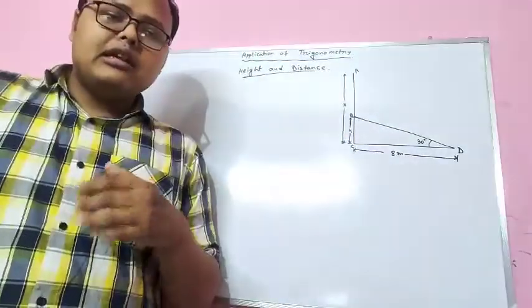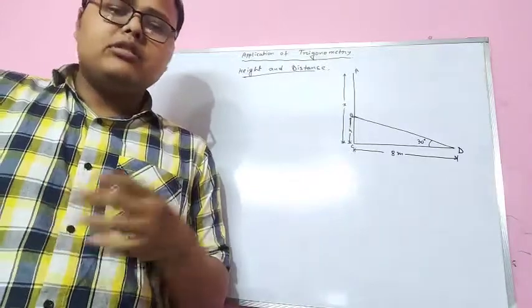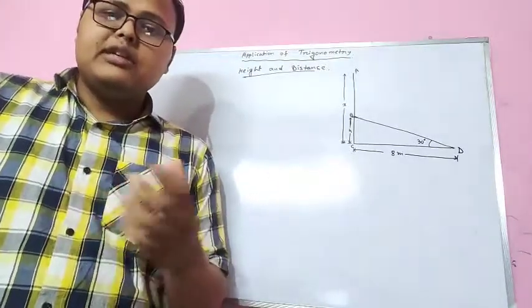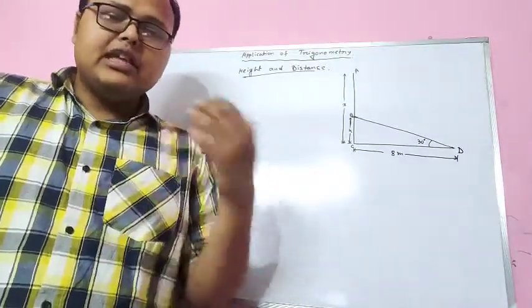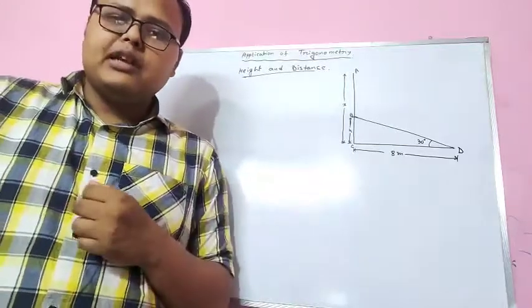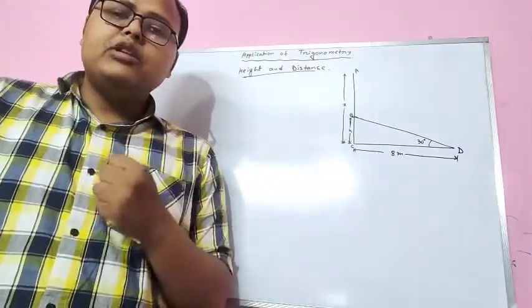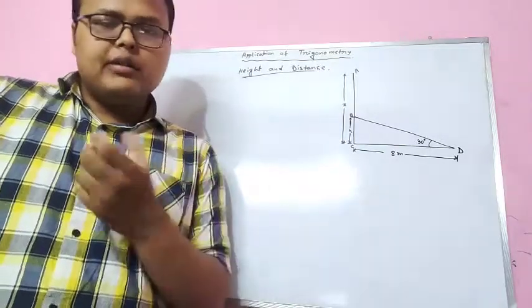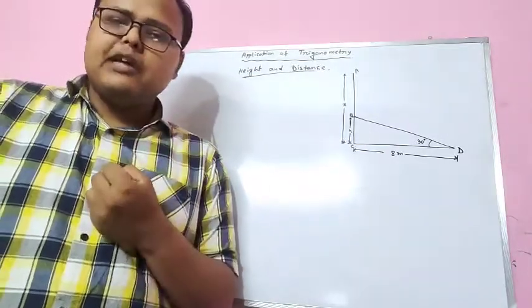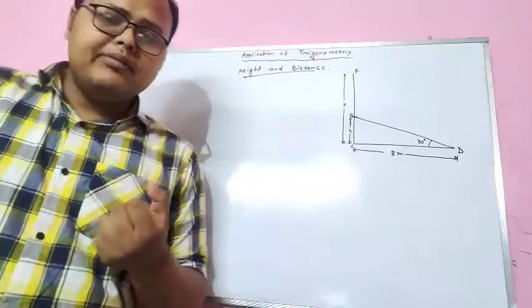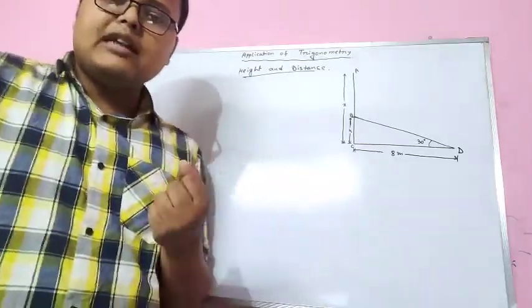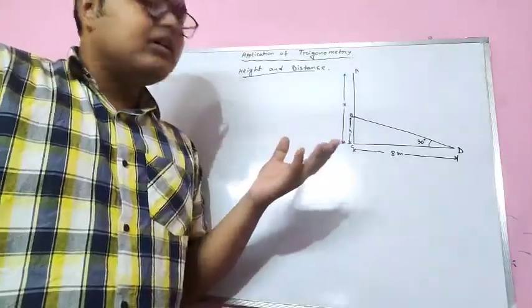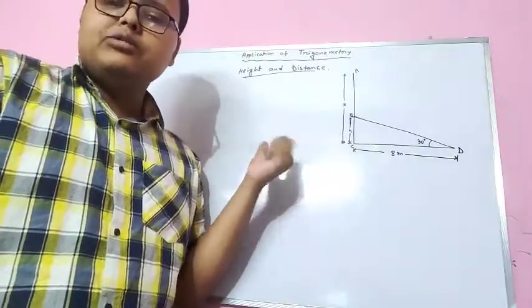So in our last chapter we discussed trigonometric ratios and trigonometric identities. Today we are going to start a new chapter, in which we will be applying the concept of trigonometric ratios, and if required the trigonometric identities also. So this is the application of trigonometry we are going to start.